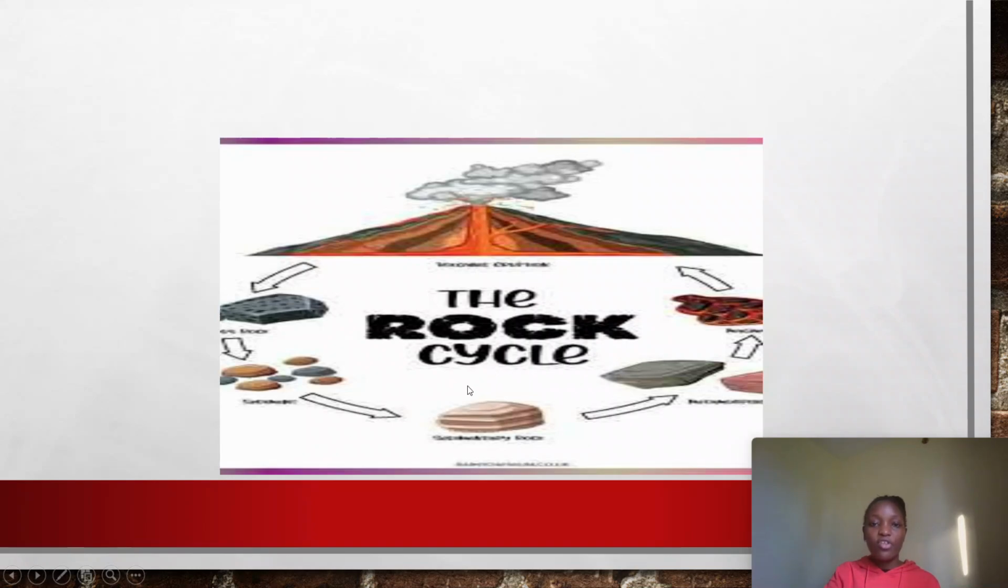Lastly, there's a picture showing how the rock cycle itself occurs, from where the volcanic mountain erupts, and then the magma, when it comes out, forms the igneous rocks. The igneous rocks, after changes over time, form sedimentary rocks, which later form the metamorphic rocks. And that is it for today.